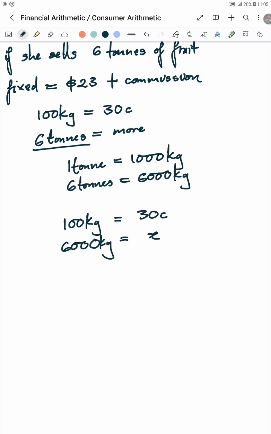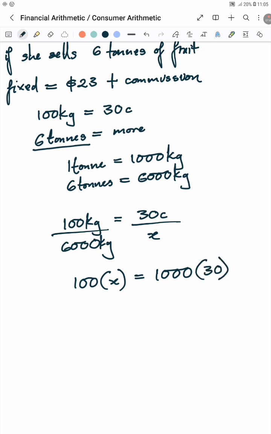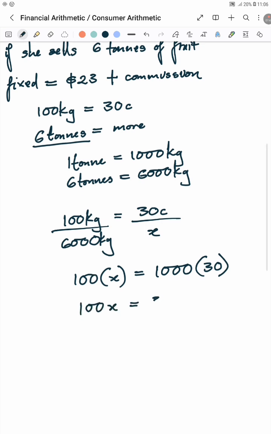So we can change this into an equation like this. So if it becomes an equation, we are saying what is the amount that she's going to get when she sells 6,000 kilograms of fruit. So if we do cross multiplication here, you're going to have 100 times X, and we're also going to have 6,000 times 30. Okay, so here you're going to have 100x being equal to 180,000.